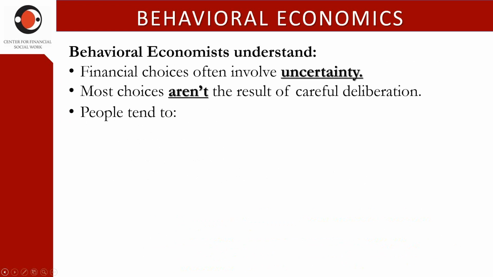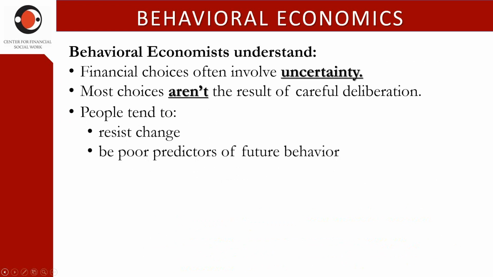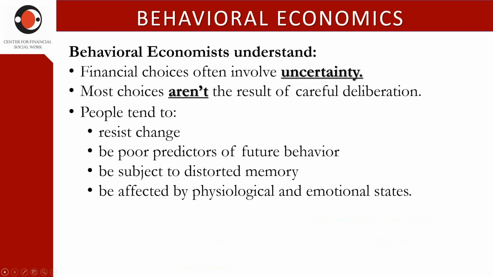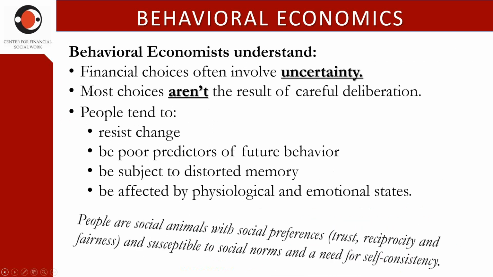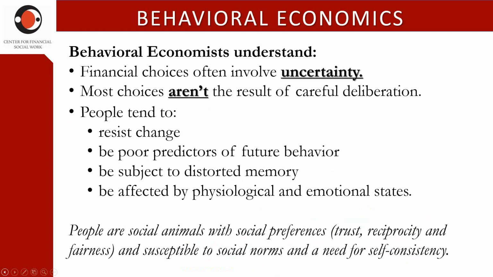Behavioral economists understand that financial choices often involve uncertainty, that most choices aren't the result of careful deliberation, that people tend to resist change, be poor predictors of future behavior, be subject to distorted memory, and be affected by physiological and emotional states. Very true. People are social animals with social preferences like trust and reciprocity and fairness. So we're all susceptible to social norms and a need for self-consistency.